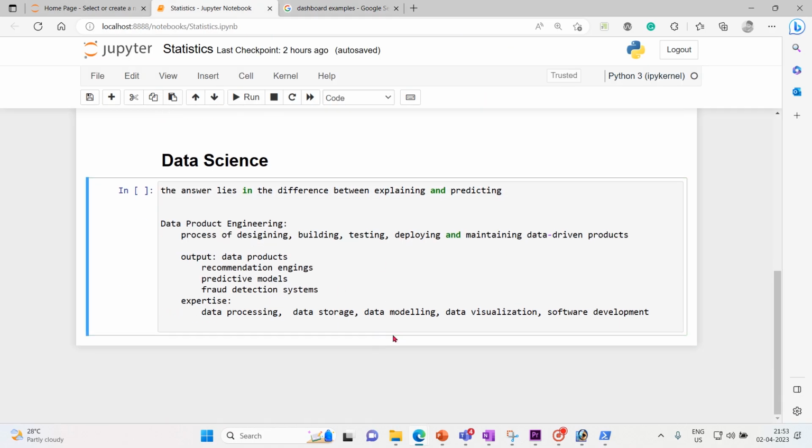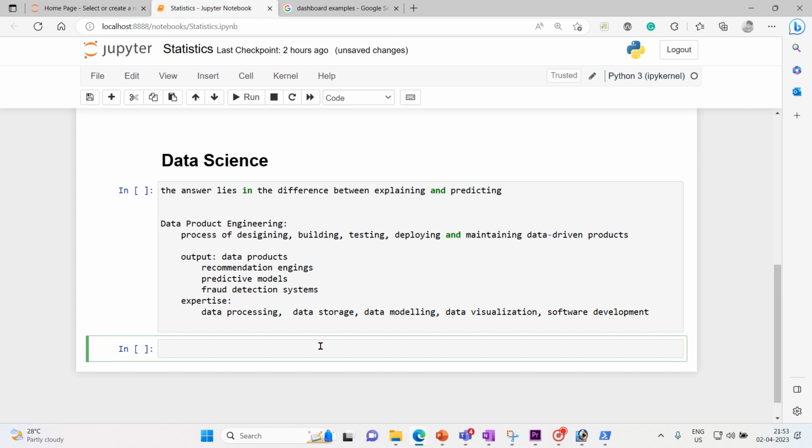Jupyter Notebook. Yep, here it is for a paradigm of analytics.